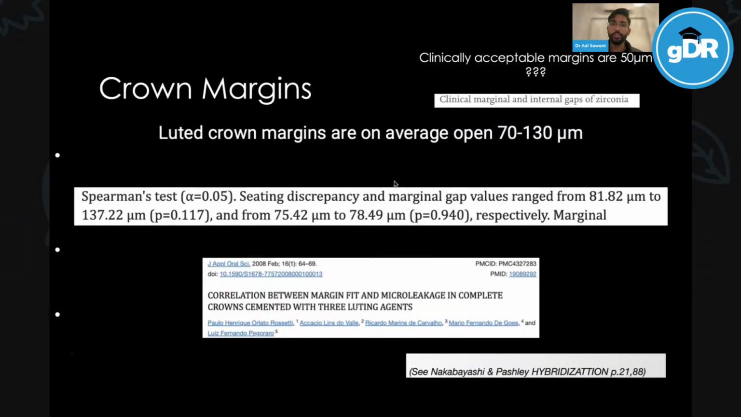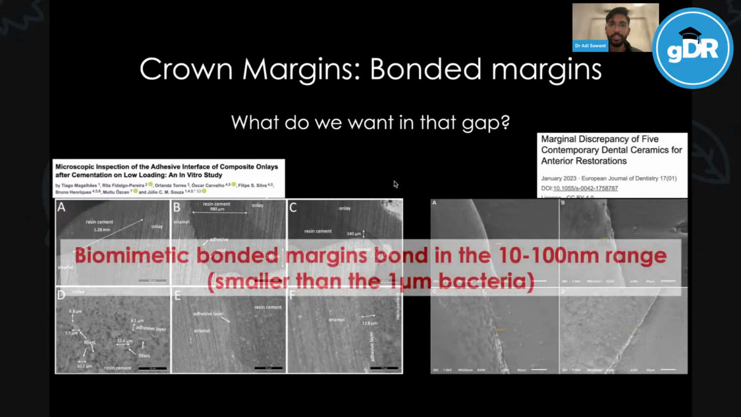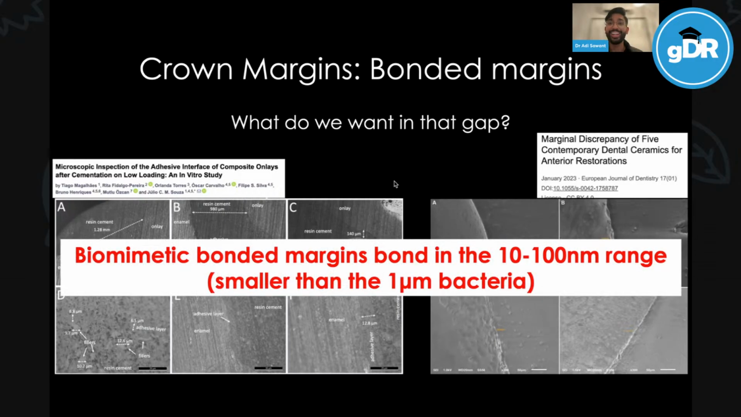So what do we want there instead? We want a bonded margin. And why do we want a bonded margin? It's because bonded margins bond in the nanometer range. It is smaller than that bacteria, right? And we know that resin doesn't wash out as long as we're following the protocols.